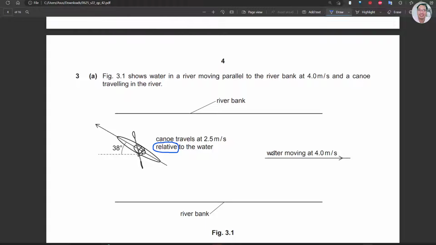If we use some notation, the velocity of the water is v10, where 0 represents the bank, 1 represents the water. The velocity of the candle compared to the water is v21. We want to find the velocity of the candle compared to the bank, v20. 2 is the candle, 0 is the bank. v20 will be equal to v21 plus v10.